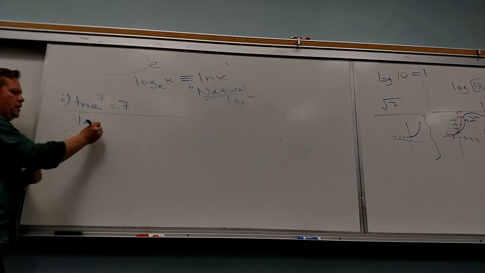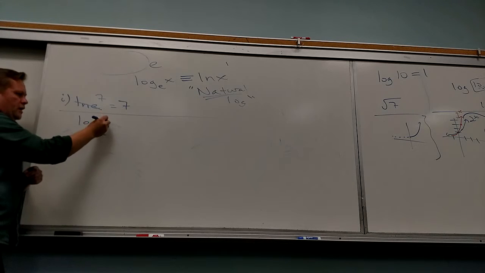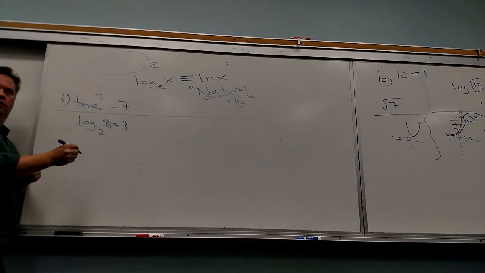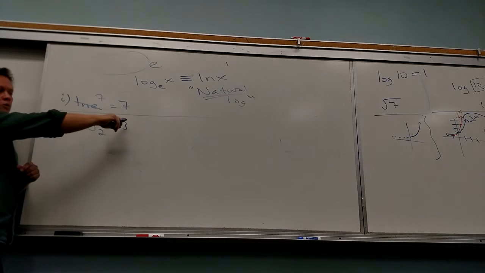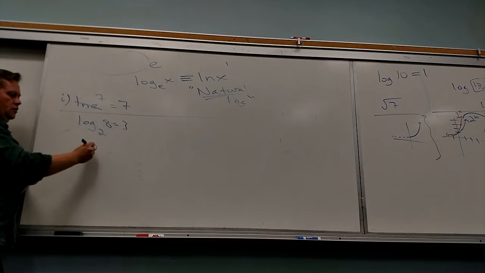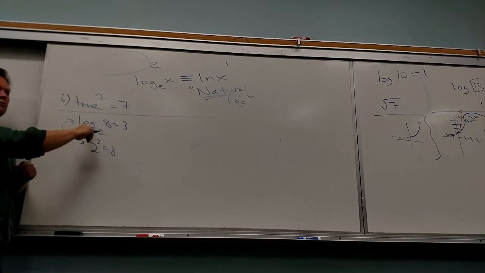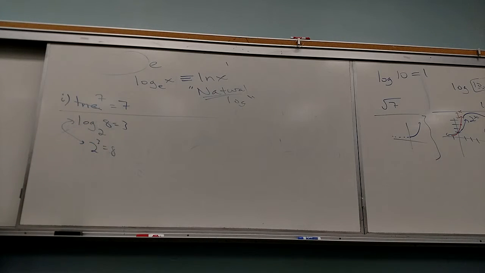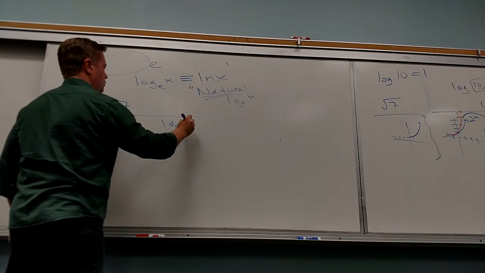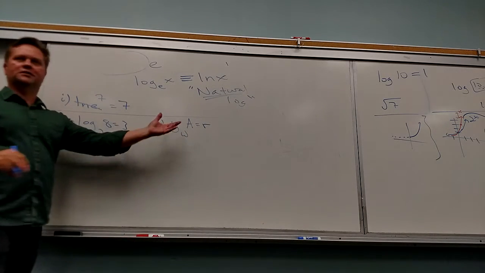Somebody help me out. Why is log base 2 of 8 equal to 3? Why is that true? Because 2 to the third equals 8. So if I say rewrite a logarithm in exponential form, that's what I mean. How's it done? Always the same way. So what have I said? Log base W of capital A equals R.